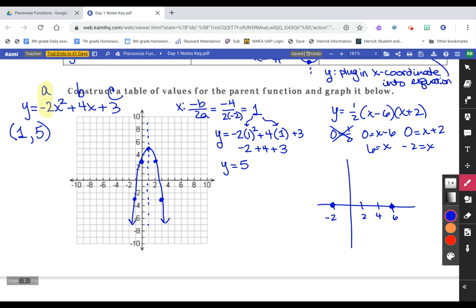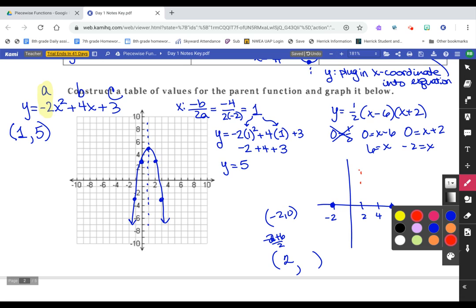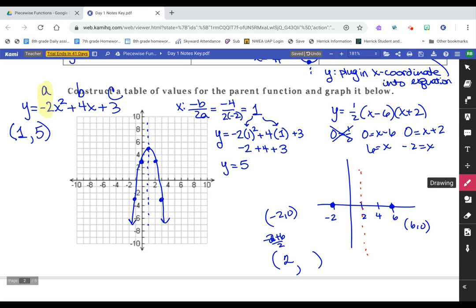To make it more accurate, let's figure out the vertex. The vertex is going to be in the middle. So for the x coordinates specifically, we have negative 2, 0, and we have 6, 0. To find the vertex, our x value is going to be the midpoint of negative 2 and 6. So negative 2 plus 6 divided by 2, well, that's 4 divided by 2, that's 2. So our axis of symmetry is going to be x is equal to 2. That means that our vertex is going to fall on that line somewhere.